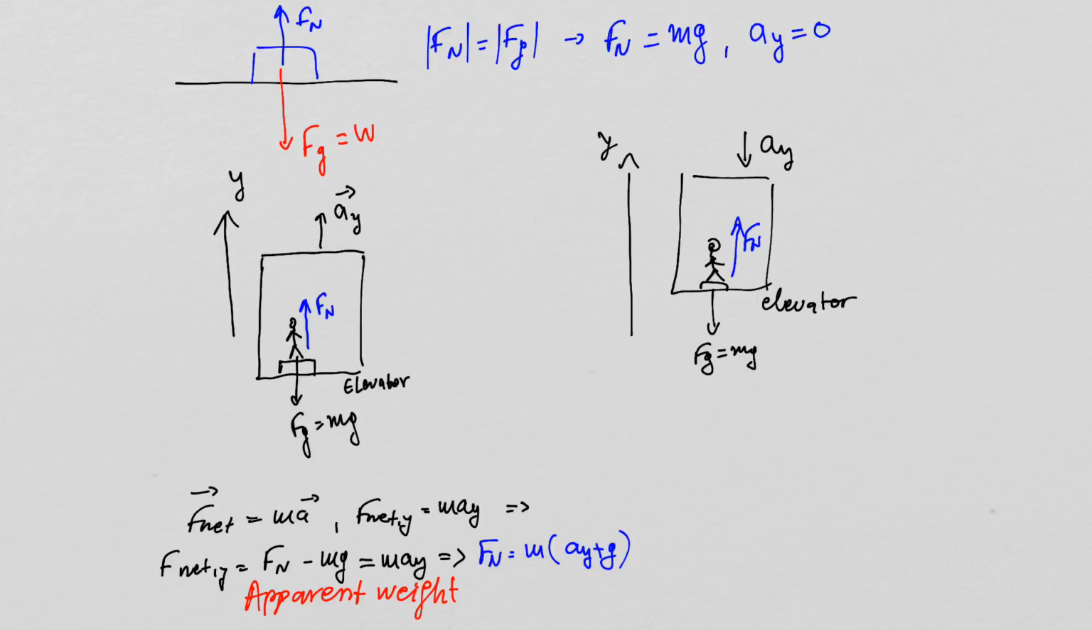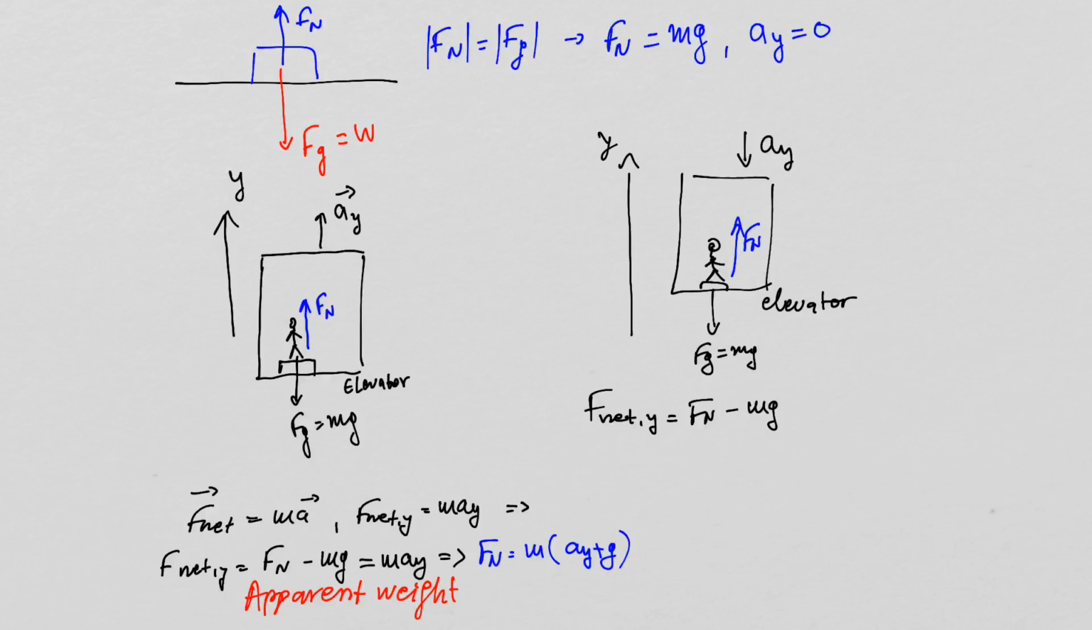Again, to solve the problem, I will apply Newton's second law in component form. So essentially, I must find the net force in y direction and make it equal to mass times the acceleration in y direction. What is the net force equal to here? The net force here is exactly the same as the net force in the previous example. That will be the normal force minus the weight of the person. So the net force in y direction is equal to the normal force minus mass times gravitational acceleration. On the other hand, that is also equal to mass times acceleration in y direction.